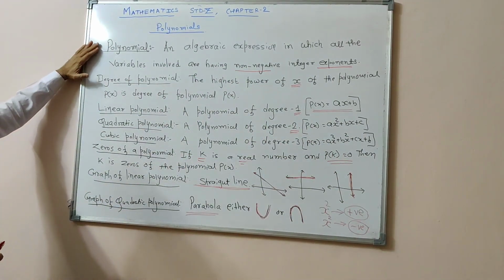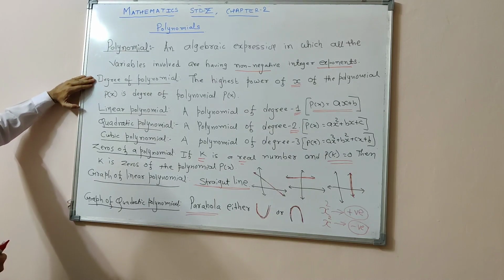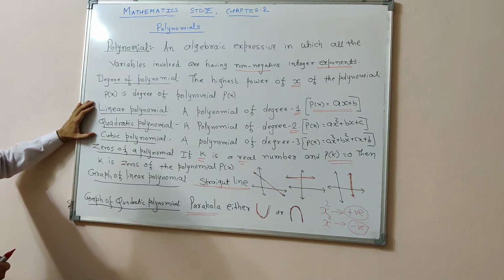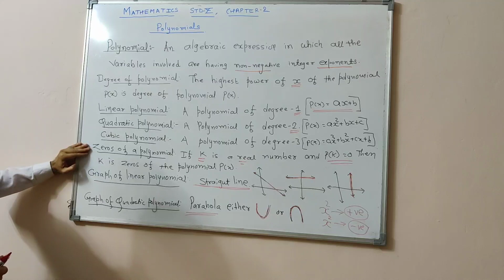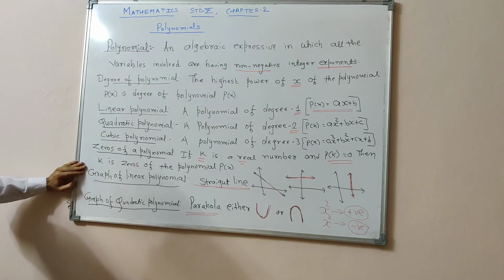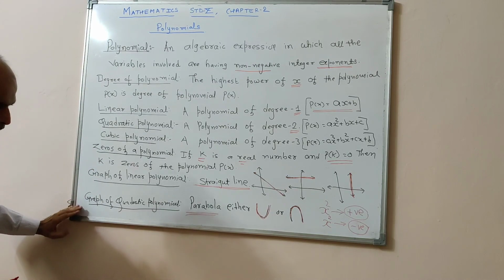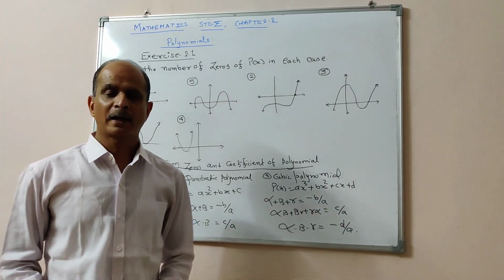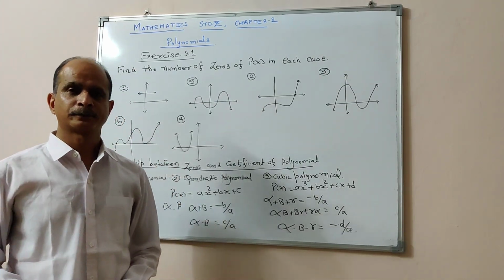So, first one polynomial, degree of polynomial, type of polynomial, how to find out the zeros of a polynomial, graph of linear polynomial, and graph of quadratic polynomial. Let us solve some examples.